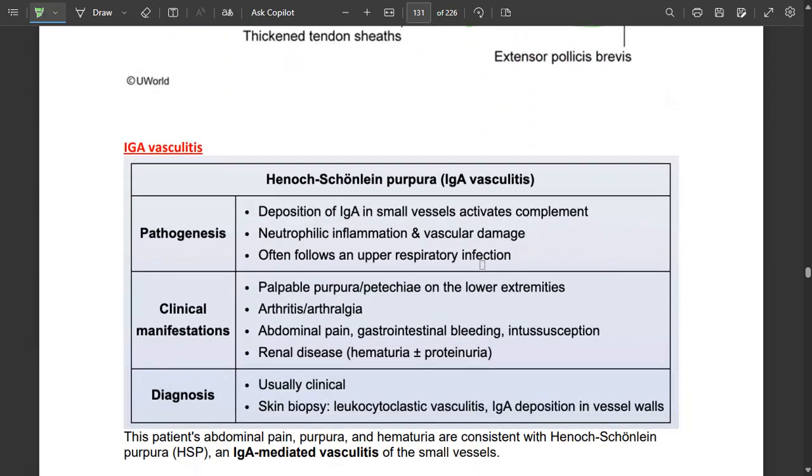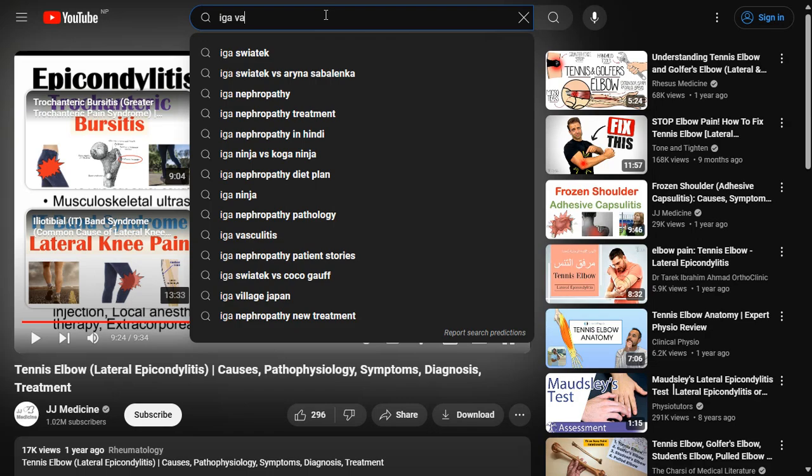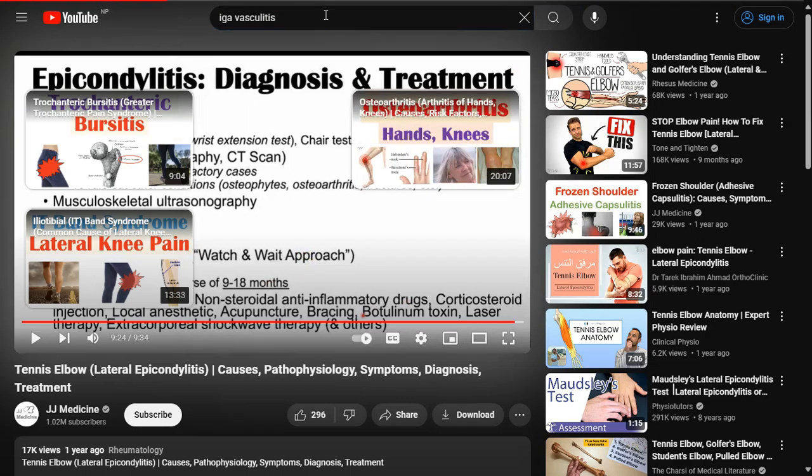Okay, so let's talk about IgA vasculitis.